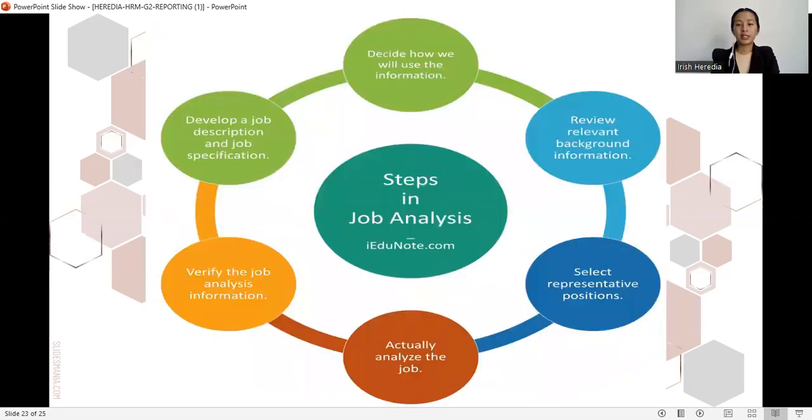Now, to summarize the steps in job analysis. I have here our presentation. First, we have to decide how we will use the information so that our effort will not be put to waste. Now, review relevant background information, select representative positions, actually analyze the job, verify the job analysis information, and lastly, develop a job description and job specification out of the data you have collected. So those are the steps in job analysis.